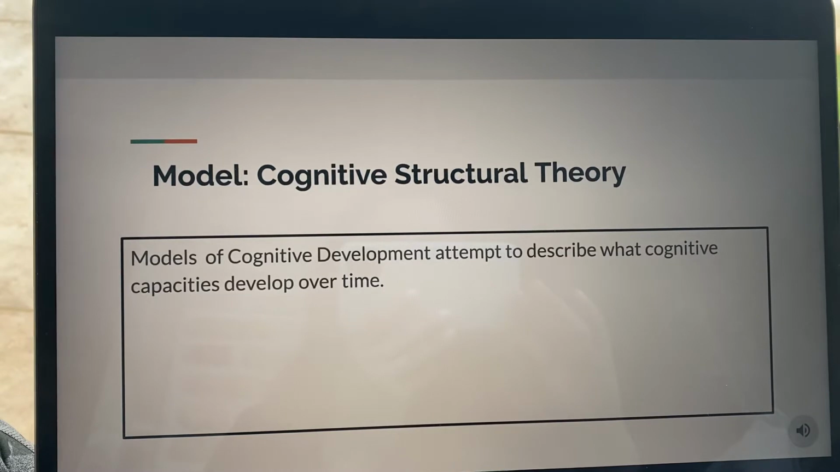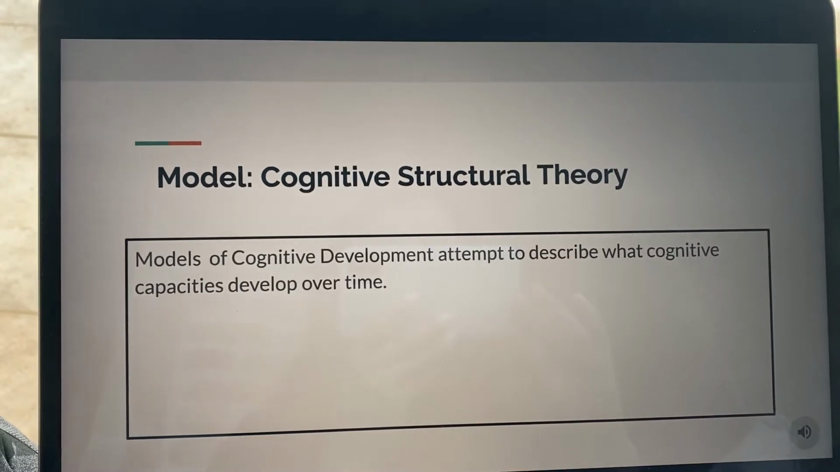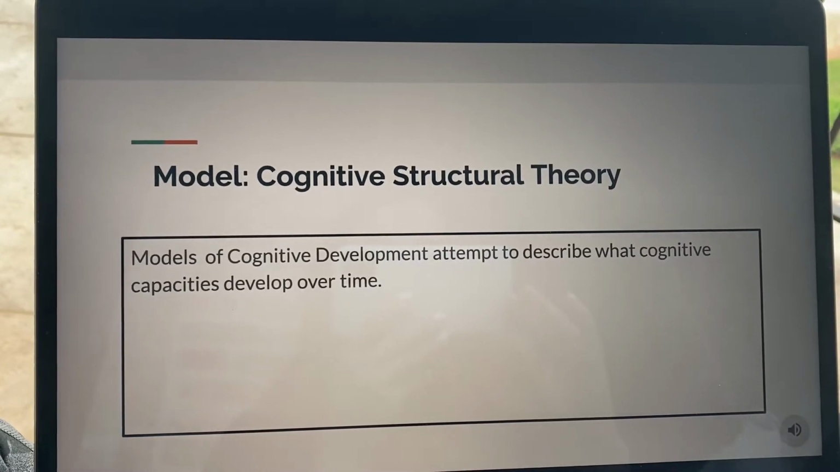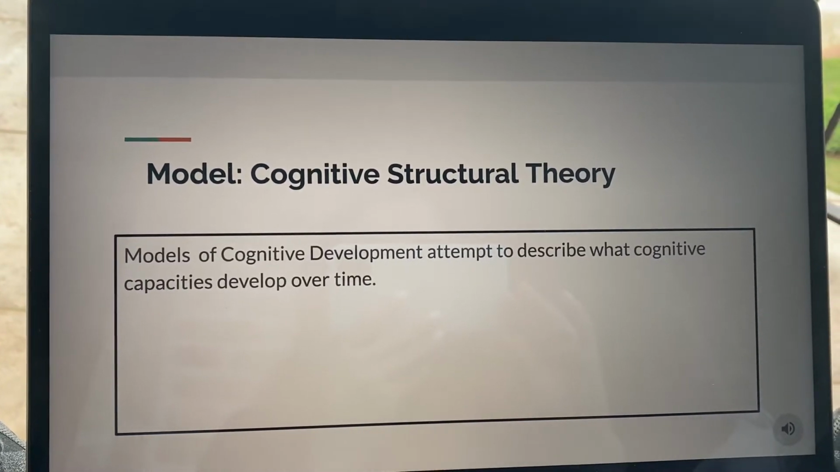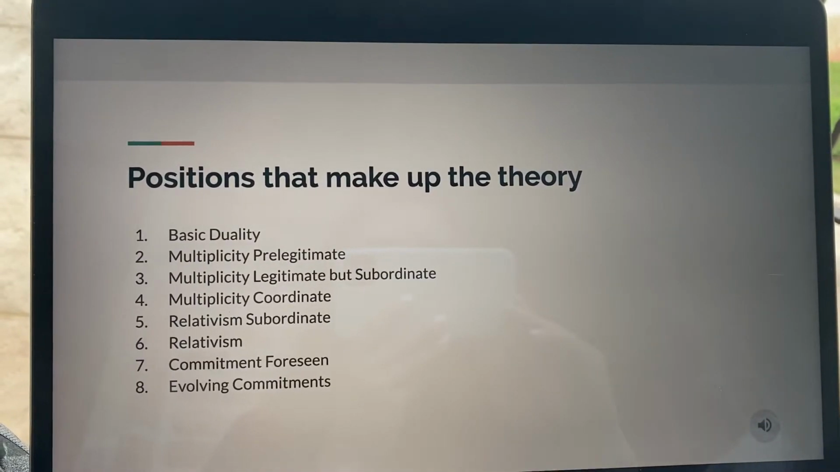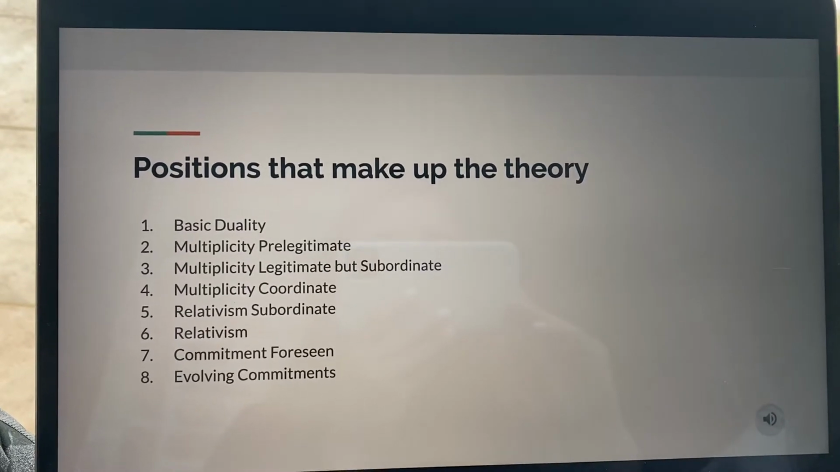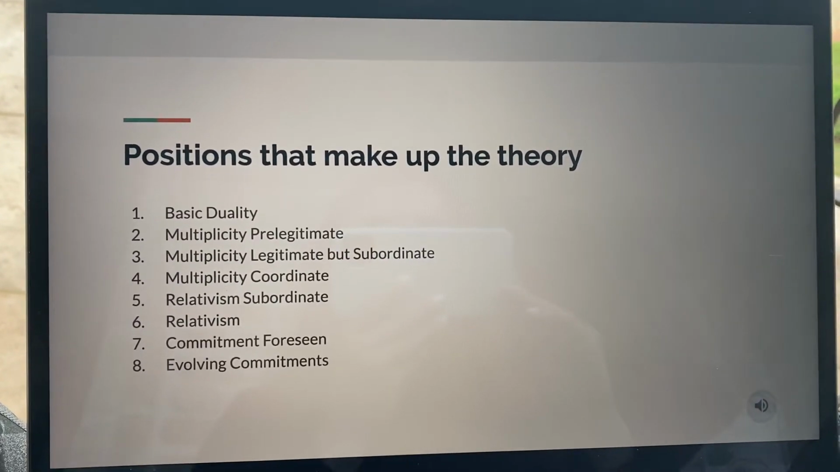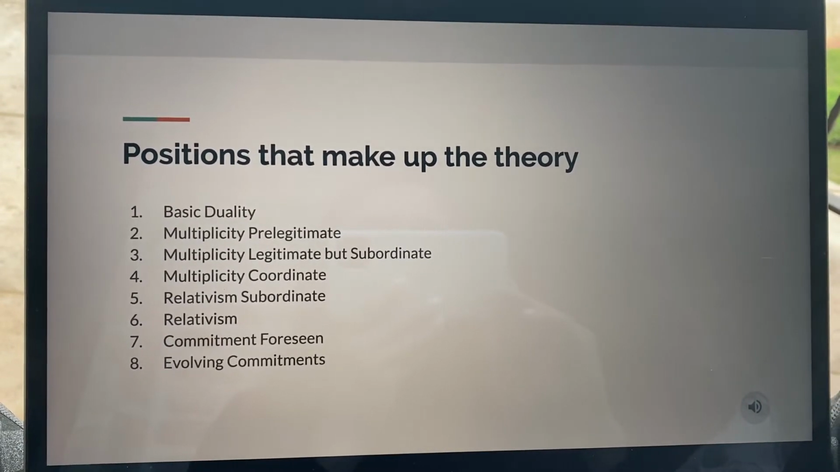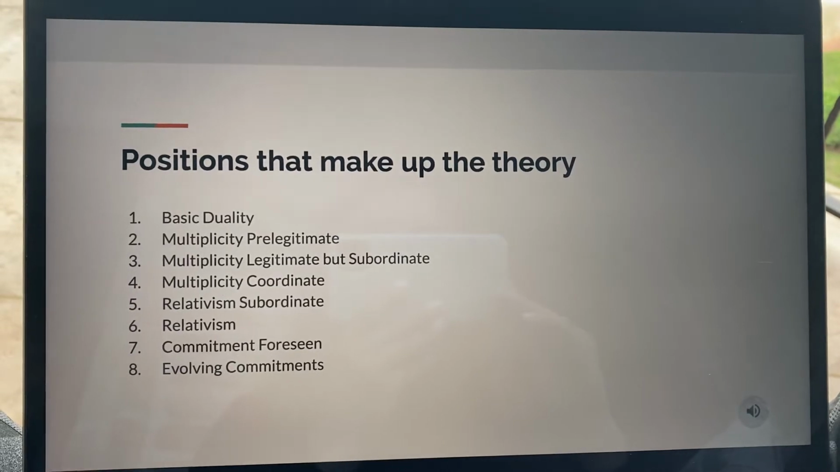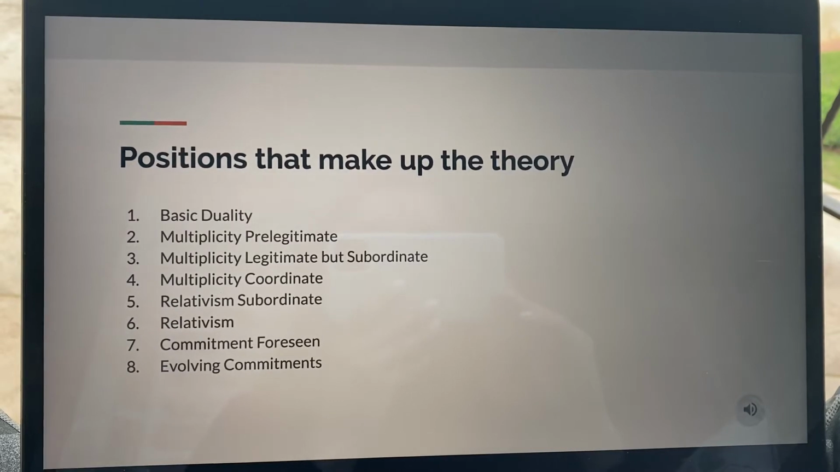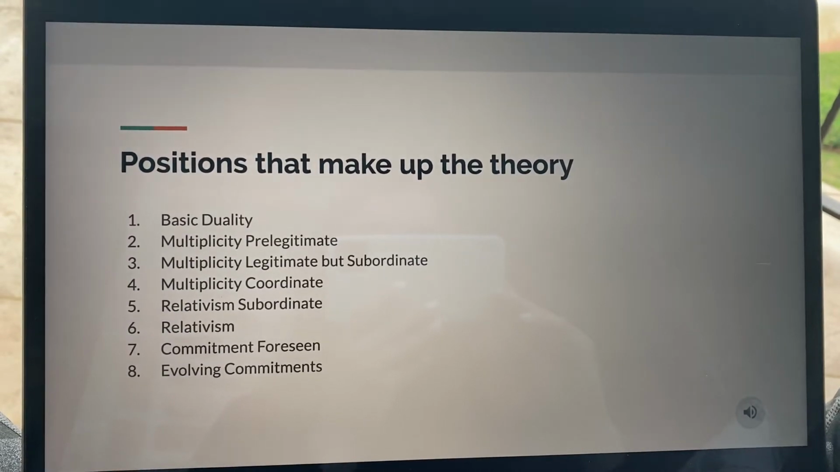The model that this theory falls under is cognitive structural theory, which means it's a model that attempts to describe what cognitive capacities develop over time. The positions that make up this theory are basic duality, multiplicity pre-legitimate, multiplicity legitimate but subordinate, multiplicity coordinate, relativism subordinate, relativism, commitment foreseen, and the last one is evolving commitments.